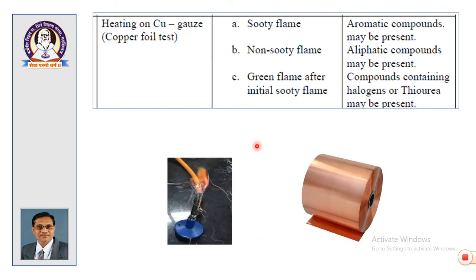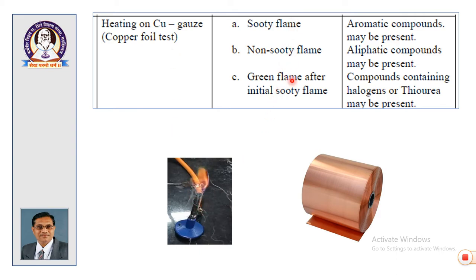Then to investigate the nature of the compound, whether it is aliphatic, aromatic or contains some other element, that is possible by the copper gauze test, the copper foil test. A small piece of copper foil is taken, it is heated until it is blue in color, that is oxidized copper gauze as it is called, and some amount of the compound is placed on the oxidized copper gauze and it is ignited in the flame.